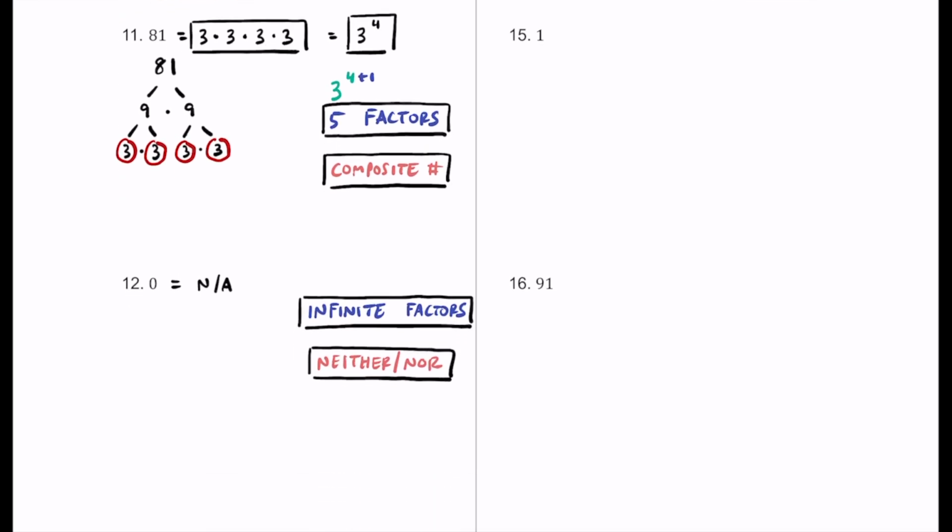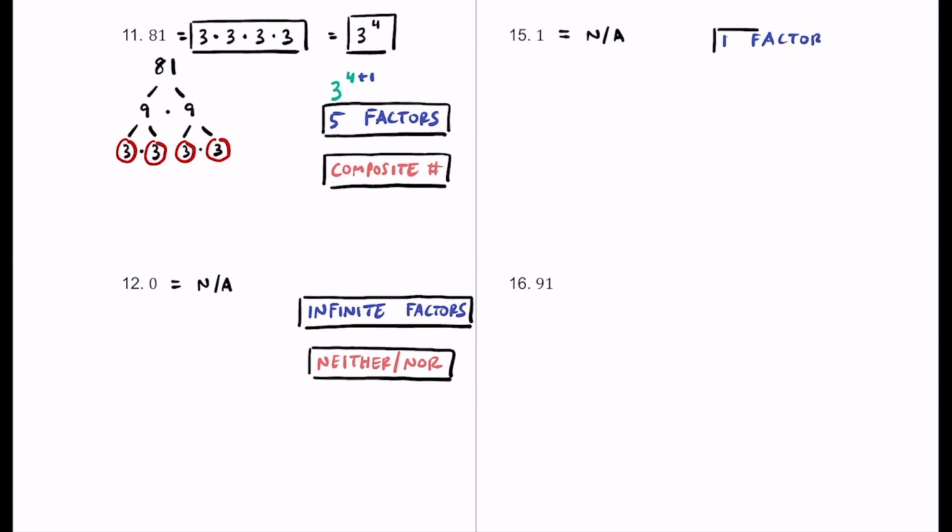For number 15, we have the number 1. So for 1, this is, again, neither prime nor composite. It's kind of like number 12, where we had the number 0. So 1 has only one factor. I'm going to go ahead and write that. And that's because 1 times 1 is 1. It's a perfect square, right?